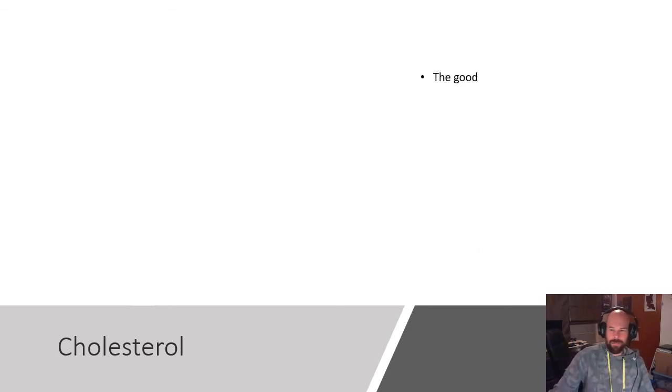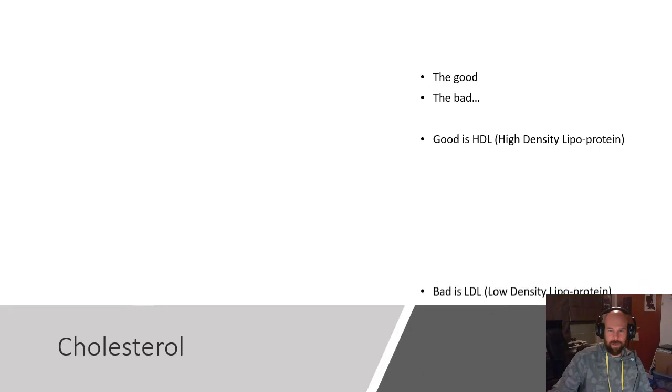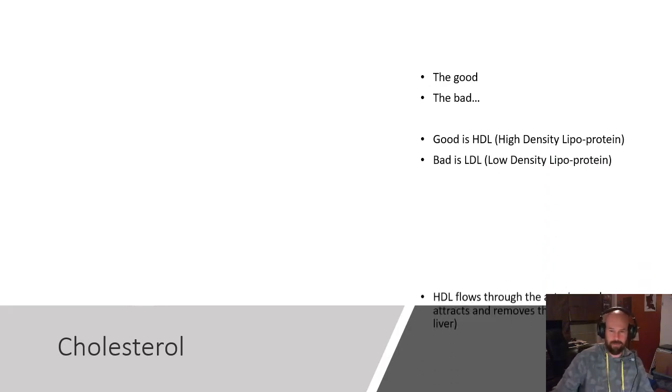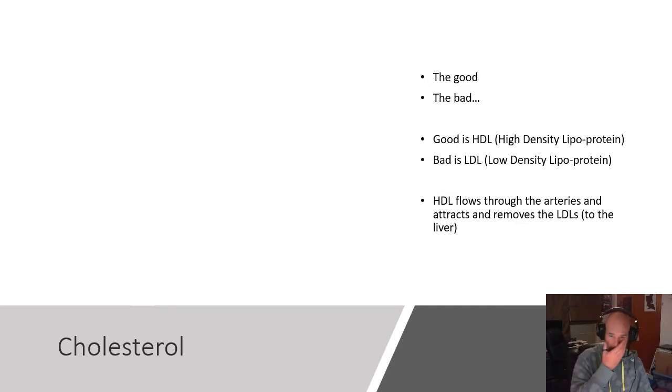Cholesterols. There are different types of cholesterols that result in these blockages. You've got good cholesterols, which help break down some of the bad ones. You've got your high density lipoprotein, and then you've got your low density lipoprotein. So basically what happens is the HDL proteins flow through the arteries, and they attract and remove the low density ones and send them off to the liver. The liver does its thing and gets rid of it.